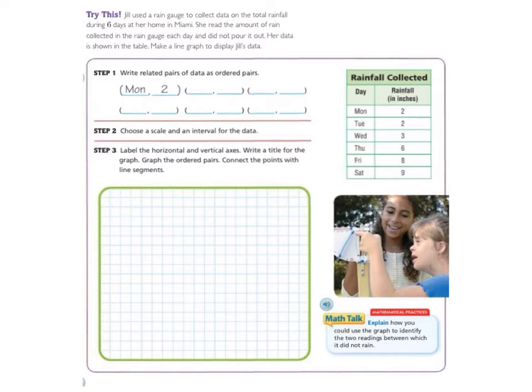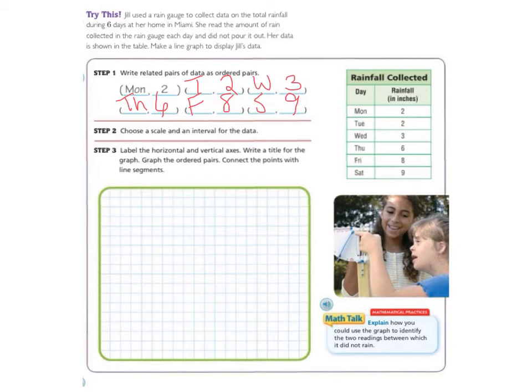They have Monday, and Monday had 2 inches. Rainfall in inches was 2 inches. Tuesday was another 2 inches. Wednesday was 3 inches. Thursday was 6 inches. Friday was 8 inches. And Saturday was 9 inches. And then it says choose a scale and an interval for the data.